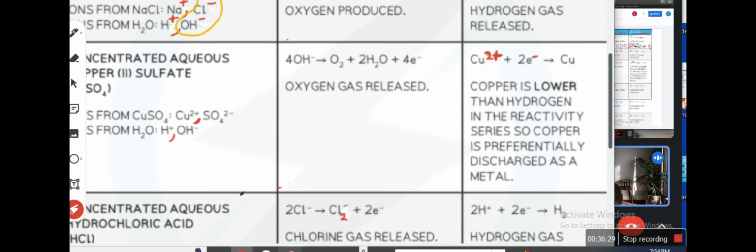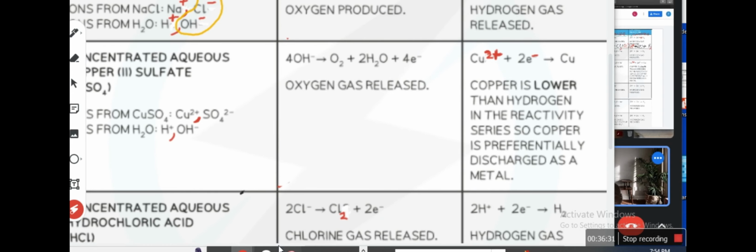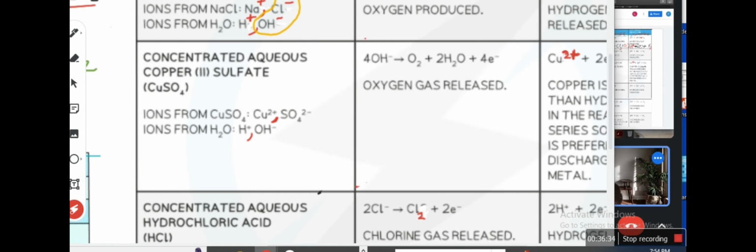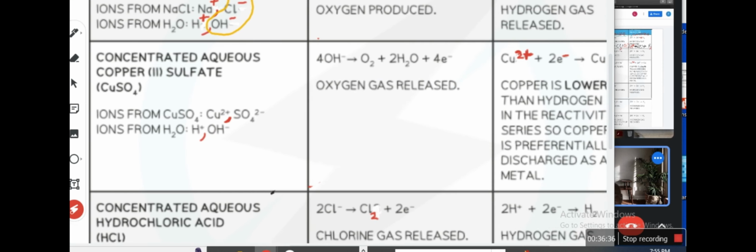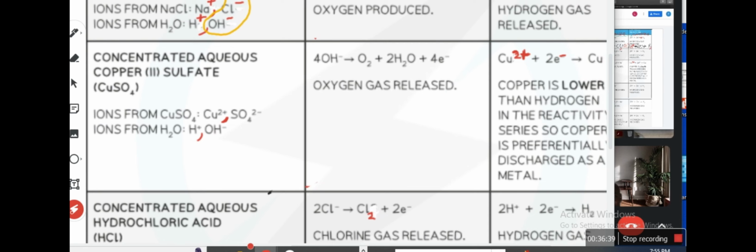I just want to show you something. Look at this one that has copper in it. Concentrated aqueous copper sulfate. Okay, first of all, from the copper sulfate, what are the ions? You have copper 2 and you have sulfate. What are the ions from water? Hydrogen and hydroxide.